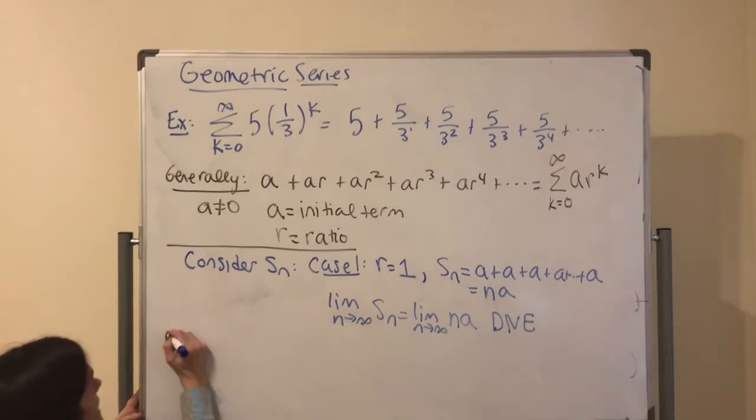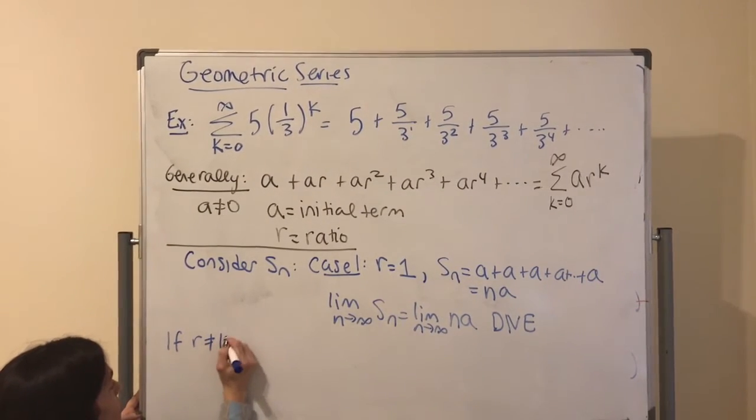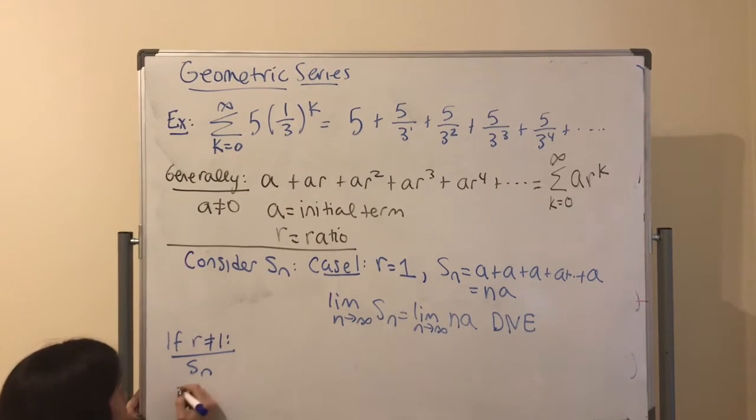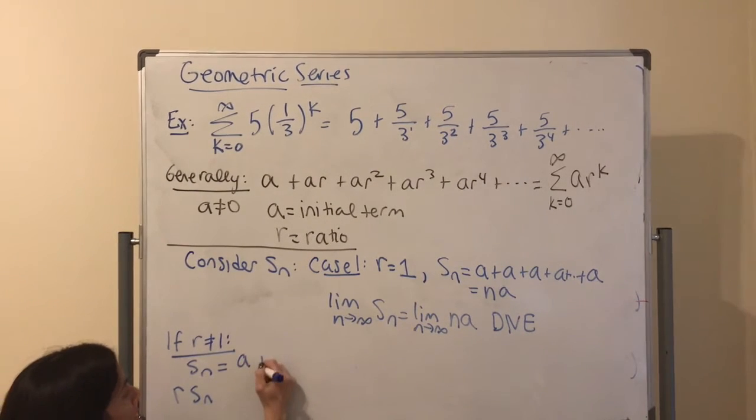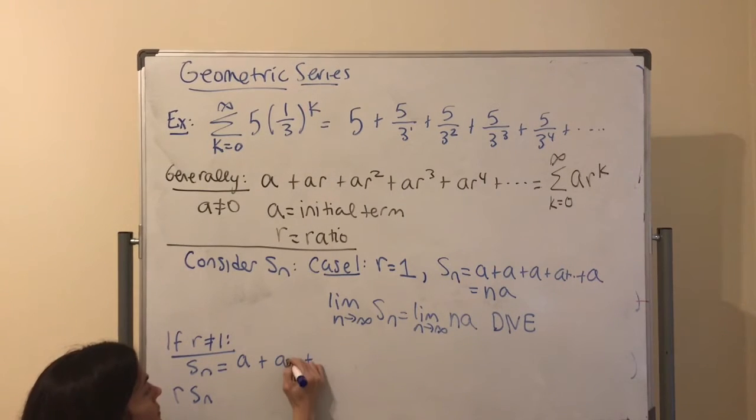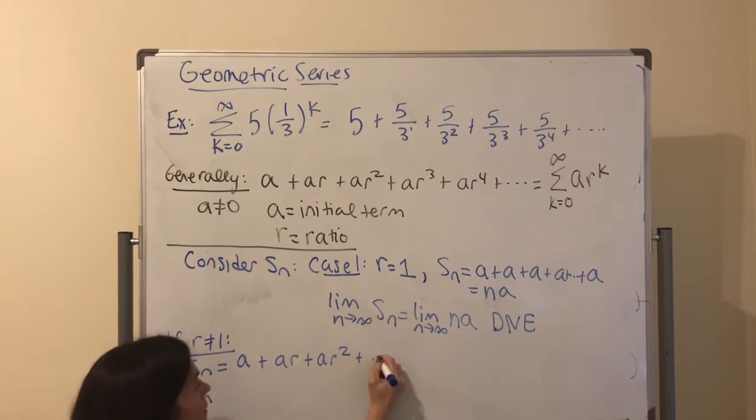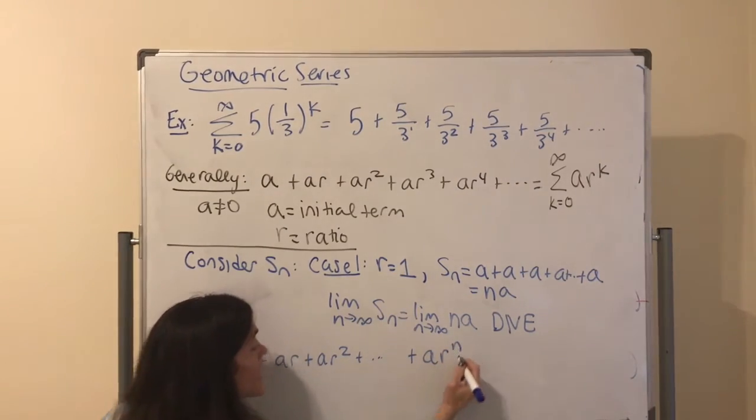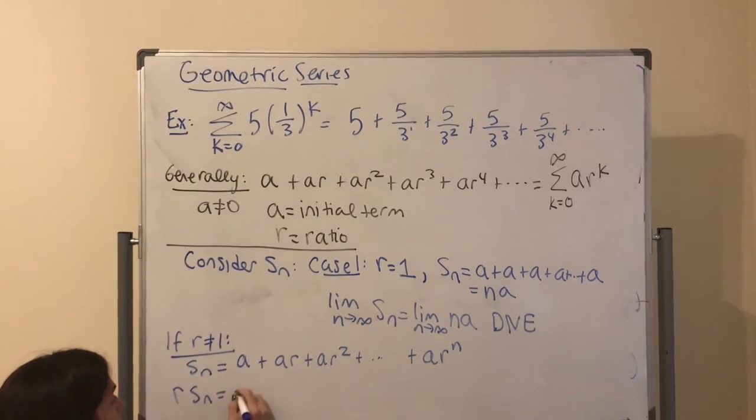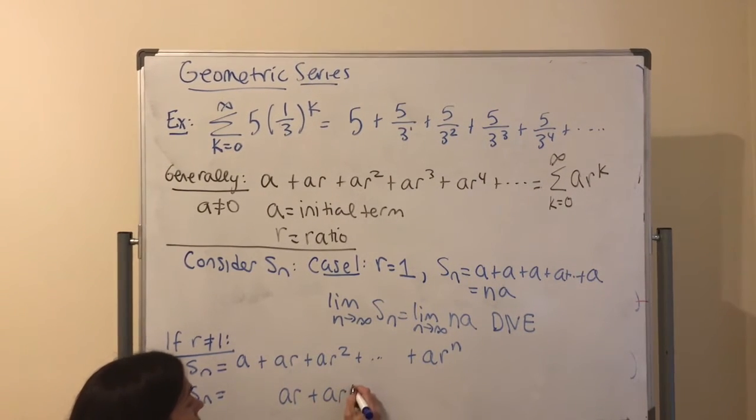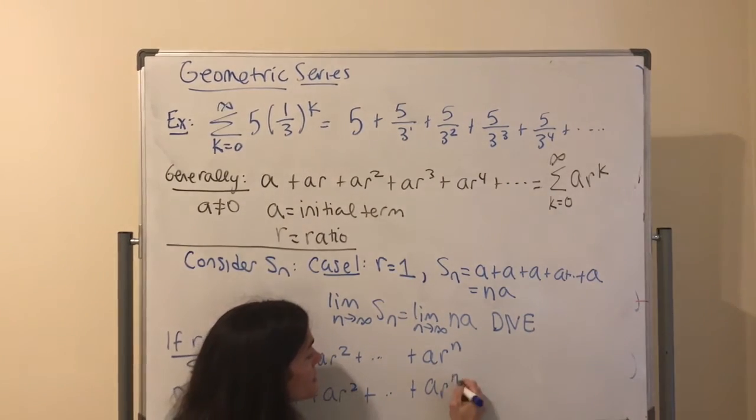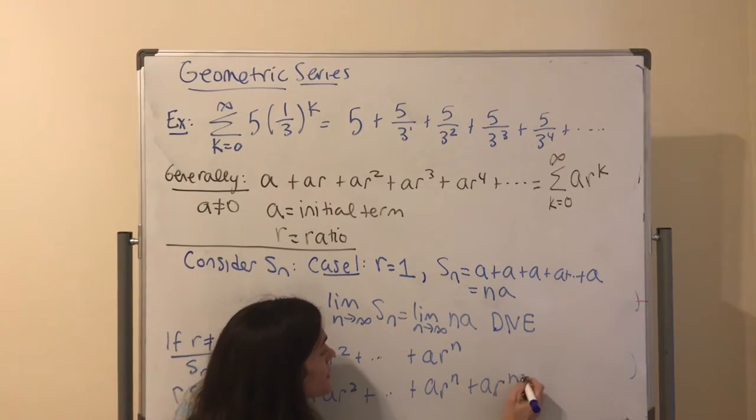Now, if r is not equal to 1, let's look at Sn, and then I'm going to do a little trick where I multiply by r, so r Sn. And let's write it out. Well, Sn is a plus ar plus ar squared, all the way out to ar to the n. And then r Sn, I'm just going to shift it. This is ar plus ar squared plus, and then ar to the n plus ar to the n plus 1.